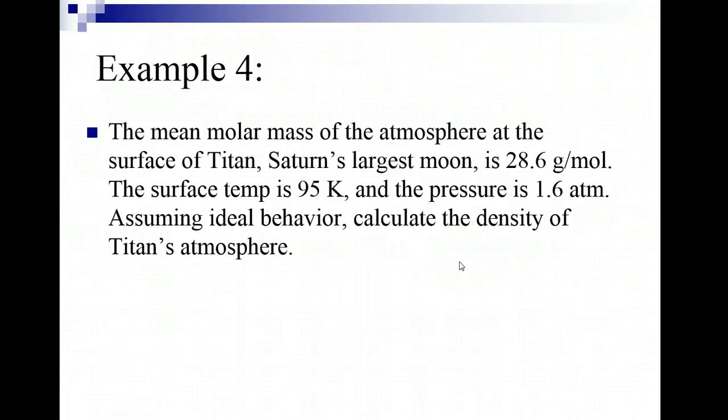All right, last 2 examples. The mean molar mass of the atmosphere at the surface of Titan, Saturn's largest moon, is 28.6 grams per mole. Their surface temperature is 95 Kelvin and the pressure is 1.6 atmospheres. Assuming ideal behavior, calculate the density of Titan's atmosphere.